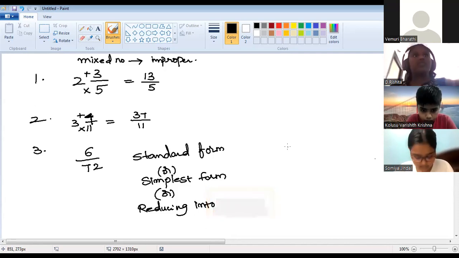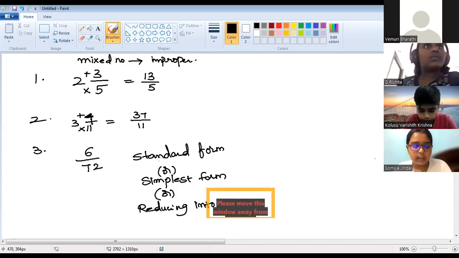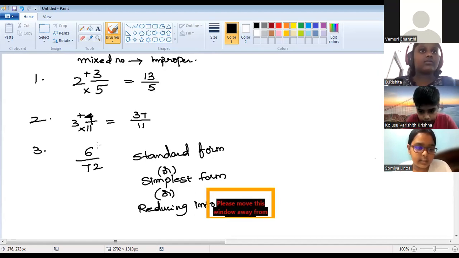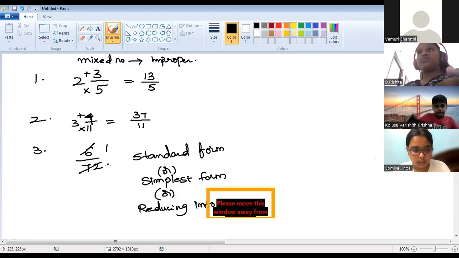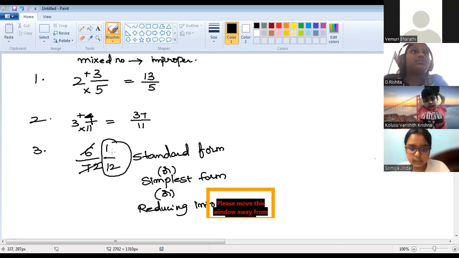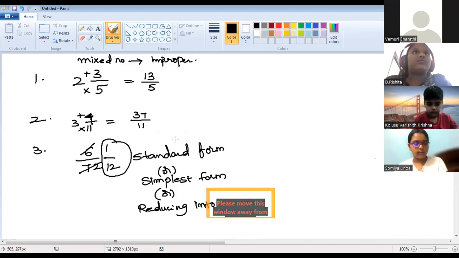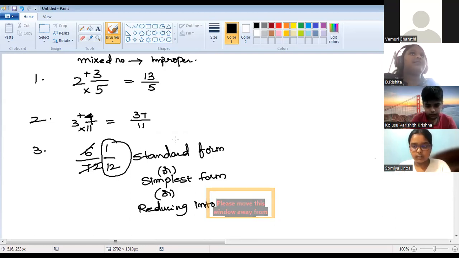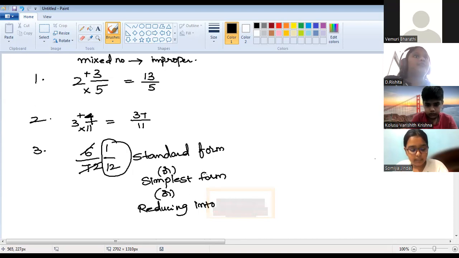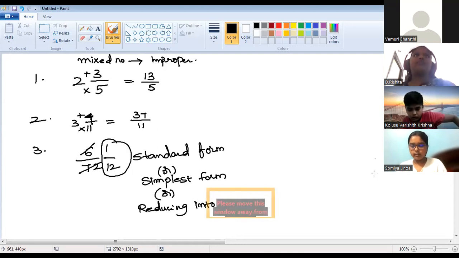6 table, ma'am. 6 ones are 6 and 6 twelves are 72. Very good. So what is the standard form, Soumya? Very good. And we can't reduce it. Why? Because 1 and 12 have no common factor except 1. Both are co-primes. What are co-primes? Now my question to Varshit Krishna, are you ready?